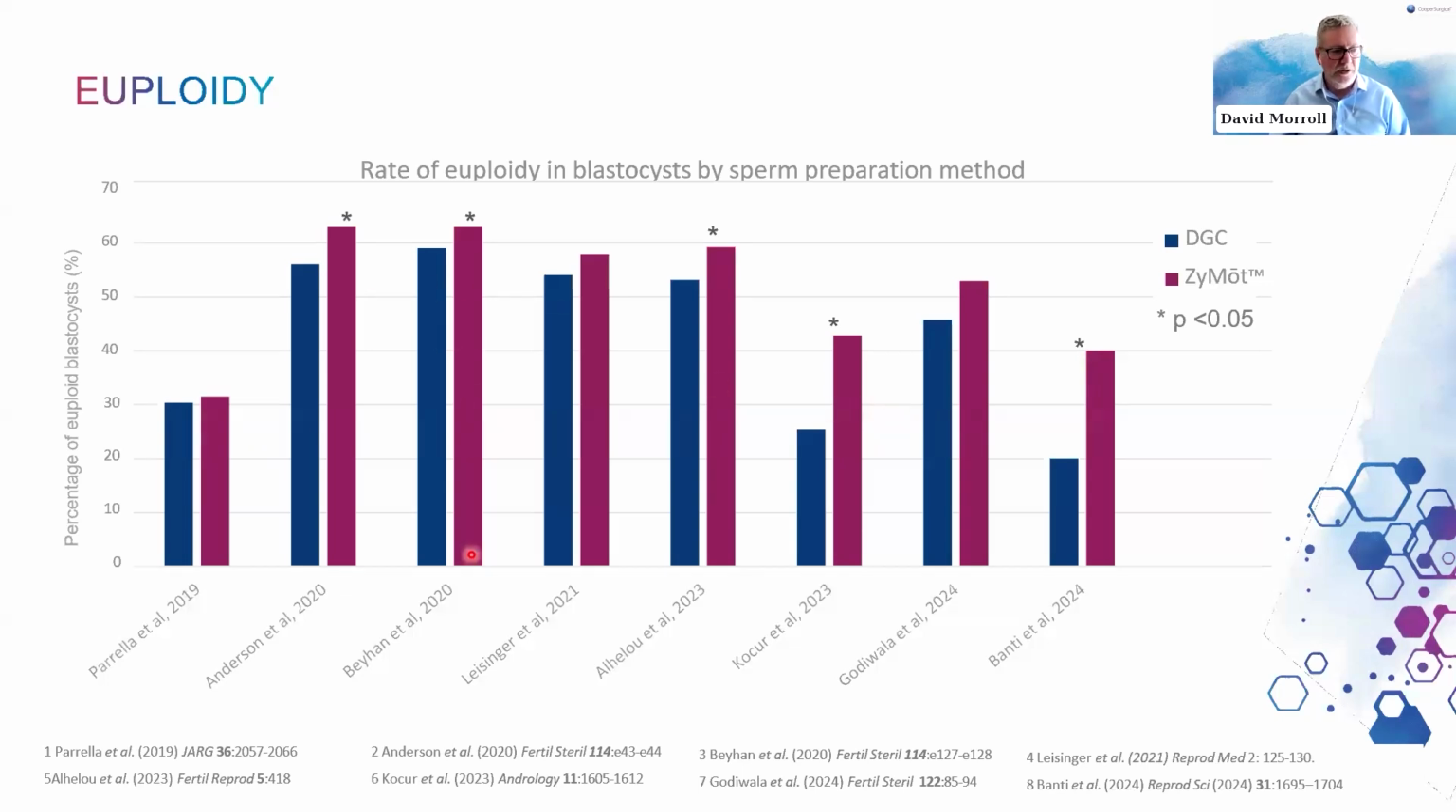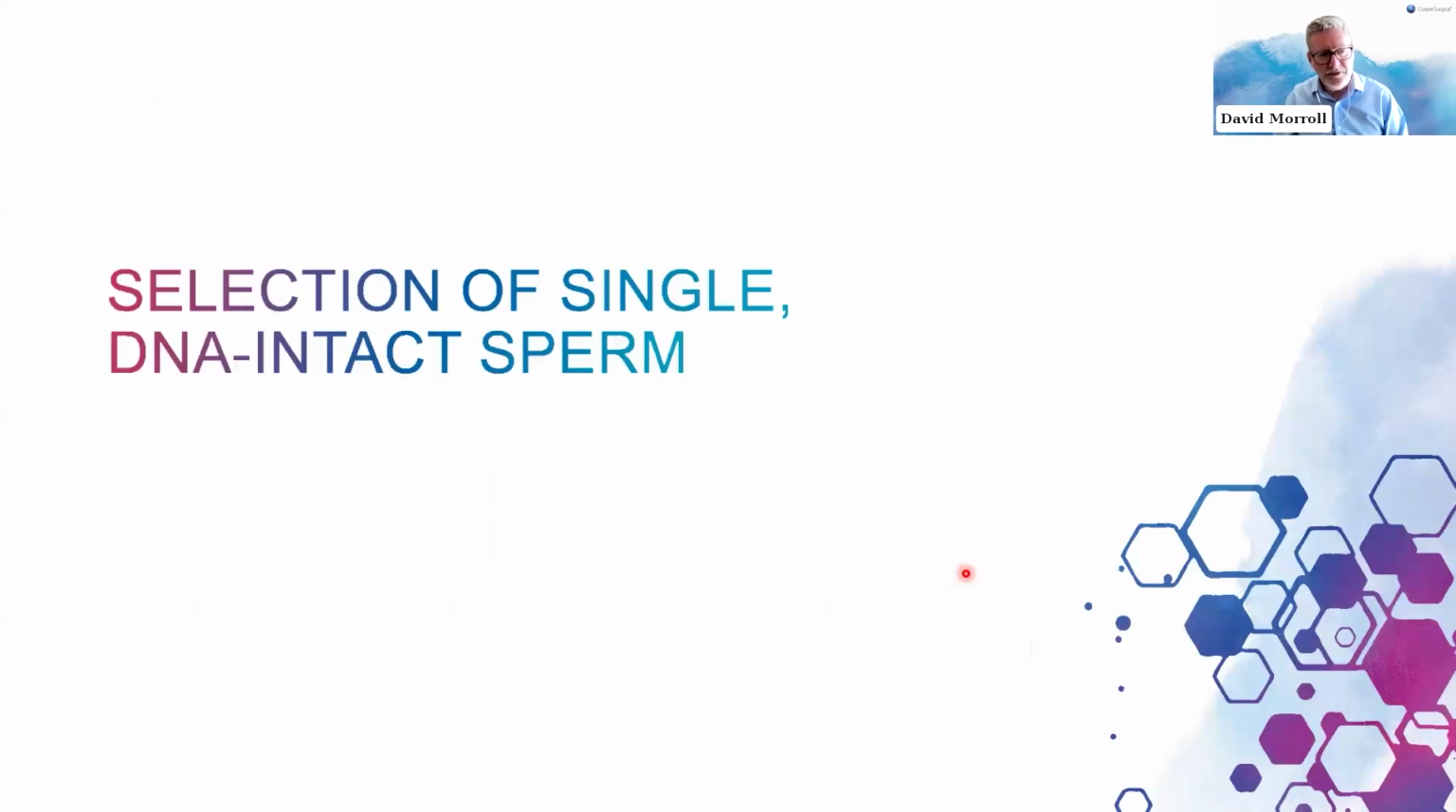It's not universal. The Perella, the Leisinger and the Godiwala papers couldn't demonstrate a statistical difference, but the trend is certainly there. And it links to those earlier papers I showed you, where the rate of euploidy was linked to sperm DNA fragmentation. And as I've shown you, the rate of DNA fragmentation after a Zymot prep shows a stepwise decrease compared to density gradient and other methods. So that's really interesting, but we can go a step further and think about selecting the single individual sperm prior to ICSI. If we know that it is DNA intact, that should improve outcomes.